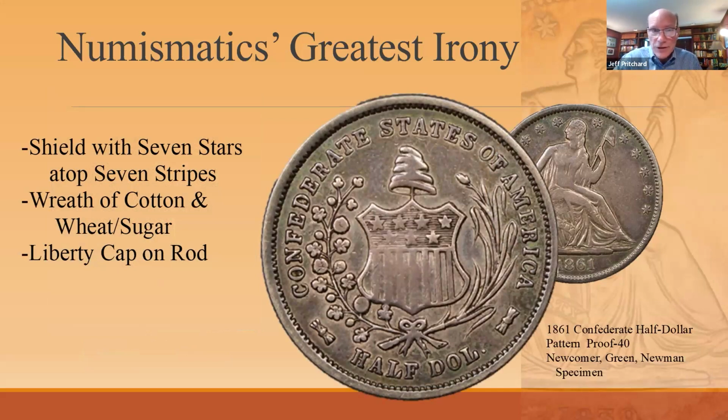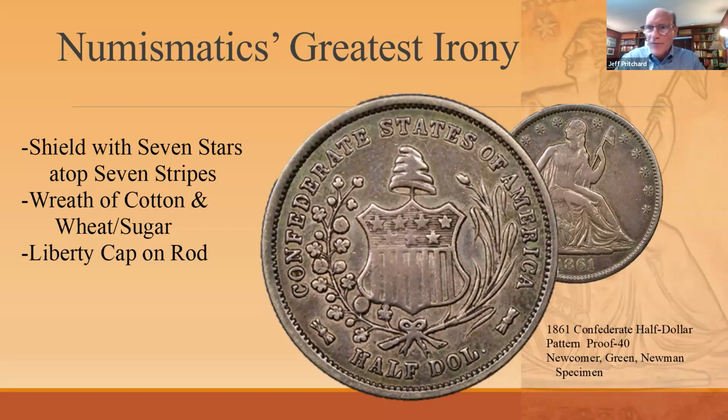To our left of the shield are cotton blossoms. To the right, and I've seen this described as wheat, and I've seen it described as sugar. But on top of the shield, plain as day, we've got the staff with a Liberty cap atop of it.